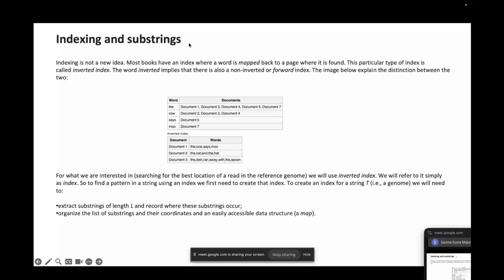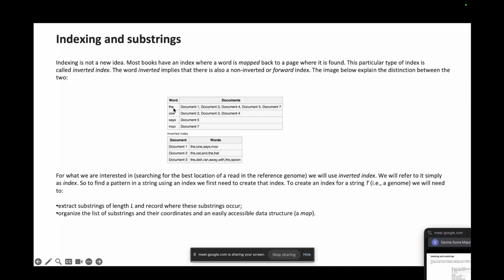Generally, indexing works like indexing in a book. Most books will have an index where a word is mapped back to the page it is found on, right? Here also, similarly, you have a sequence which can be mapped back to the location from which it has been generated. So generally, this is how the indexing will look in a book.